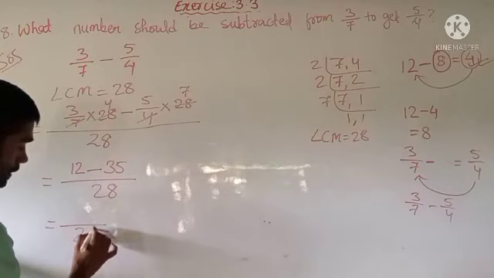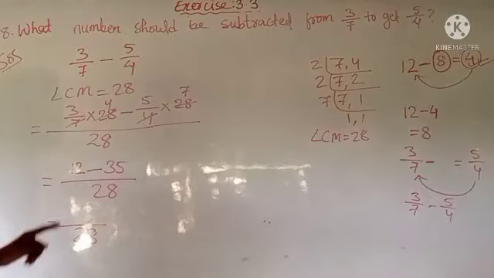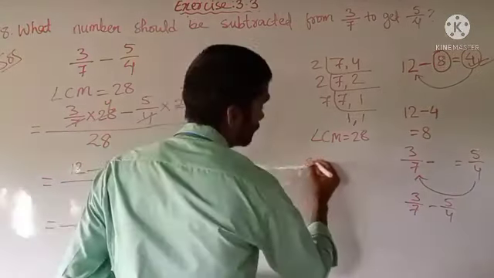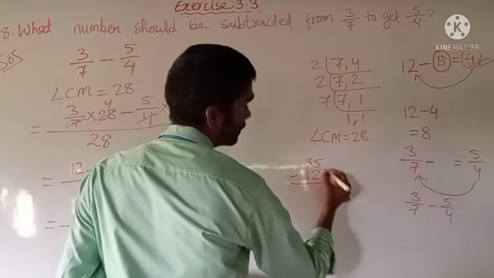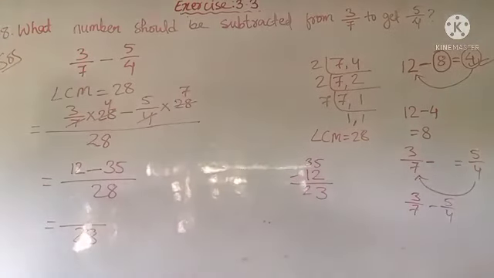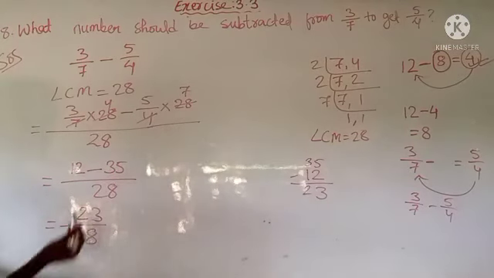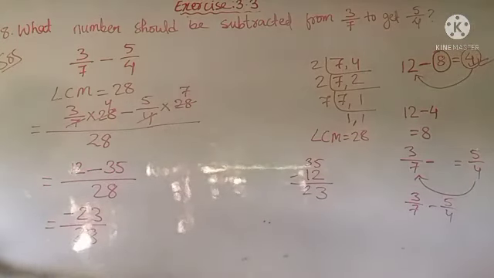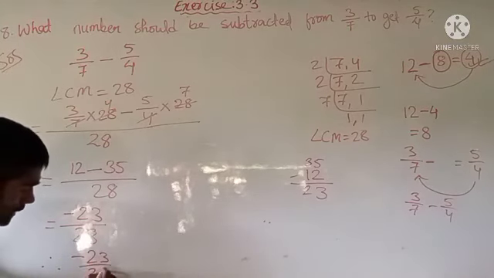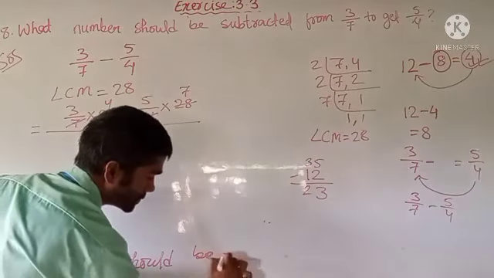Now 28 here. The sign of 12 is plus. If no sign is there, then we can assume that a plus sign is there. So plus into minus we will get minus. So 35 minus 12: 5 minus 2 we get 3, 3 minus 1, that is 2. So we got here 23. And the sign of the greater integer, 35 is the greater integer, the sign is minus. So now we can write our answer. Therefore, minus 23 by 28 should be subtracted.